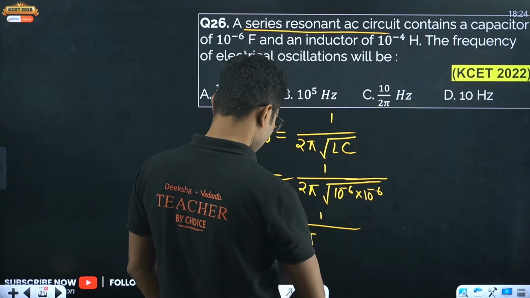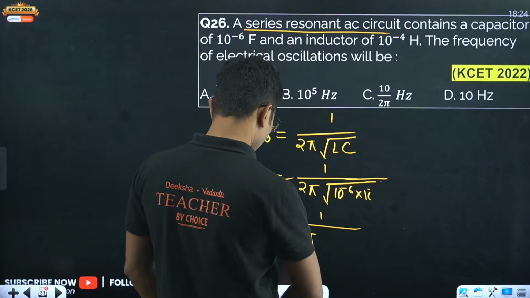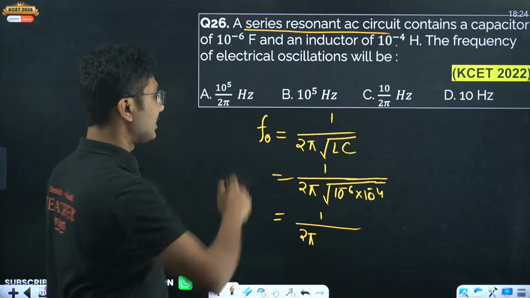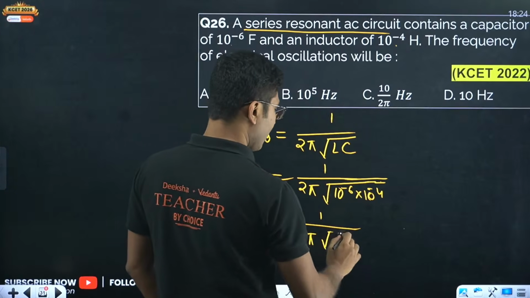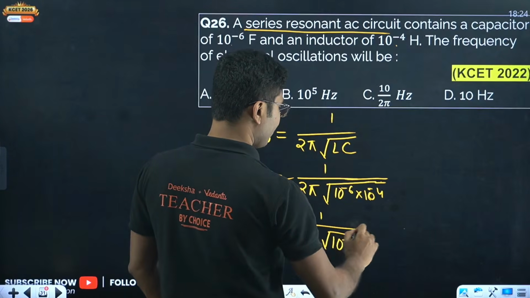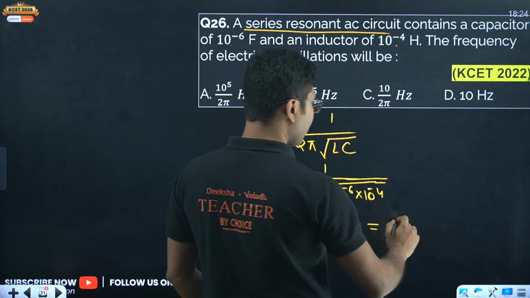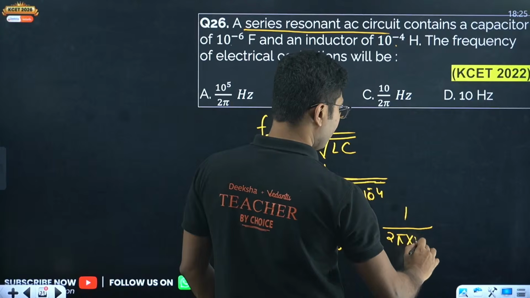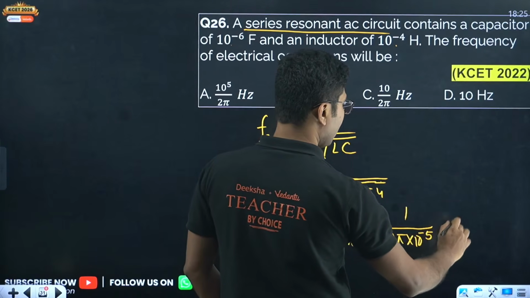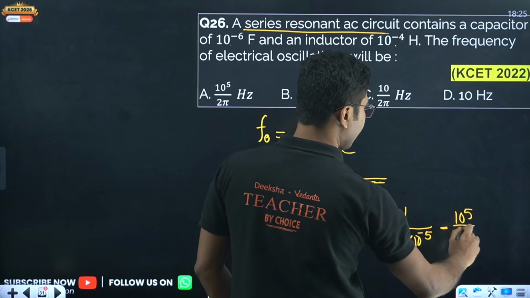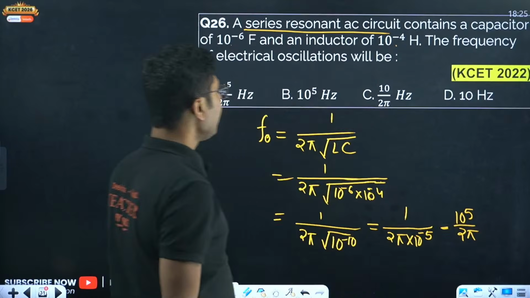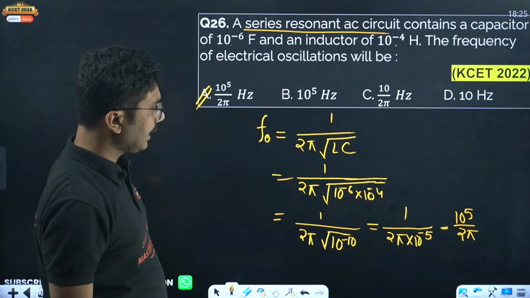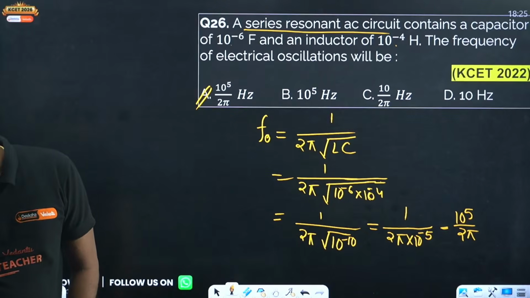I made a small mistake, it will be 10 to the power of minus 4, and this is minus 6. So it will be square root of 10 to the power of minus 10. Square root of any 10 to the power value is half of that. So it will be 1 by 2 pi into 10 to the power of minus 5, or 10 to the power of 5 divided by 2 pi. So the correct answer will be option A.